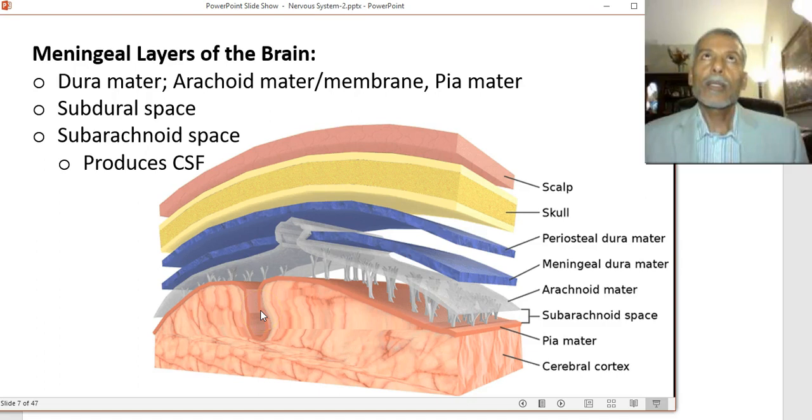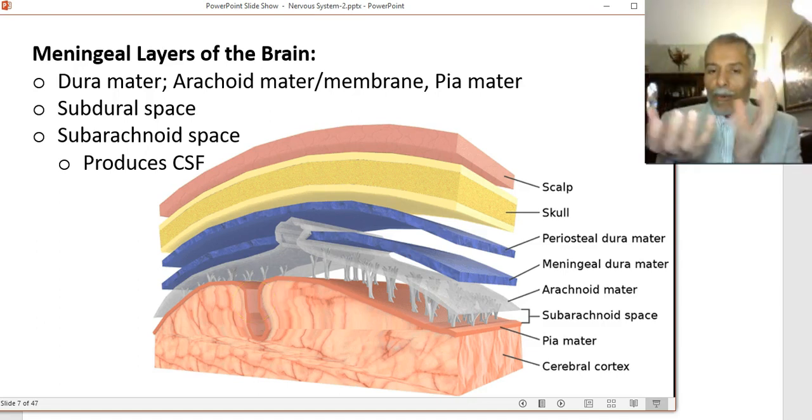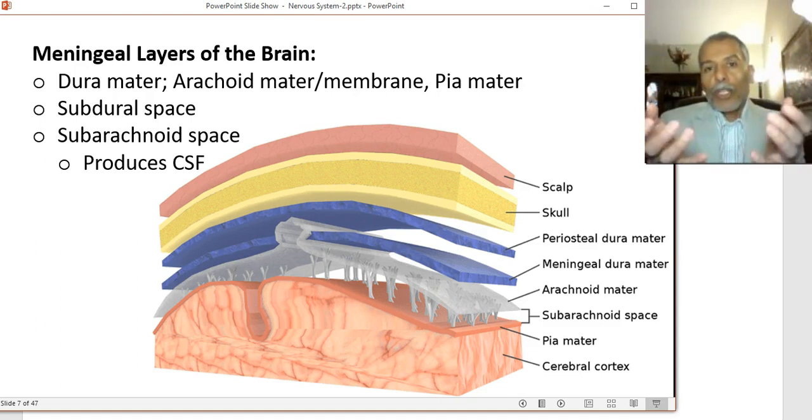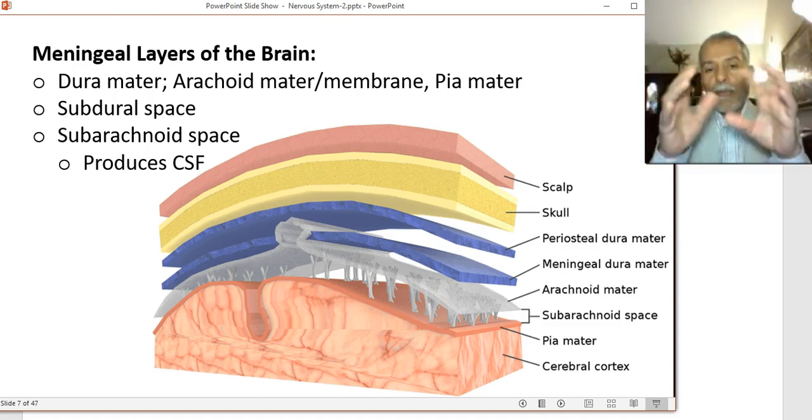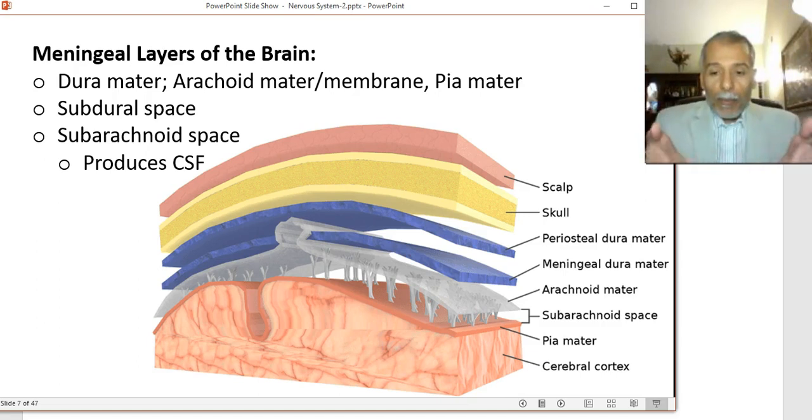Also, it gives buoyancy to the brain and the spinal cord, so that it is as if the whole thing is in water. And it's like when you are in water, your body becomes less heavy. So the fact that we have the cerebrospinal fluid surrounding the brain and spinal cord makes them kind of buoyant, less of a weight, and you don't feel that as you're carrying 3 pounds inside of your head.